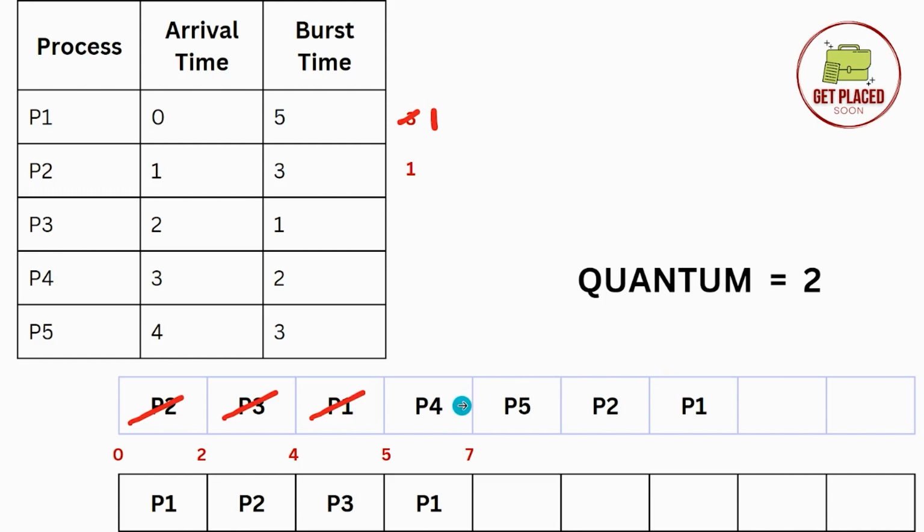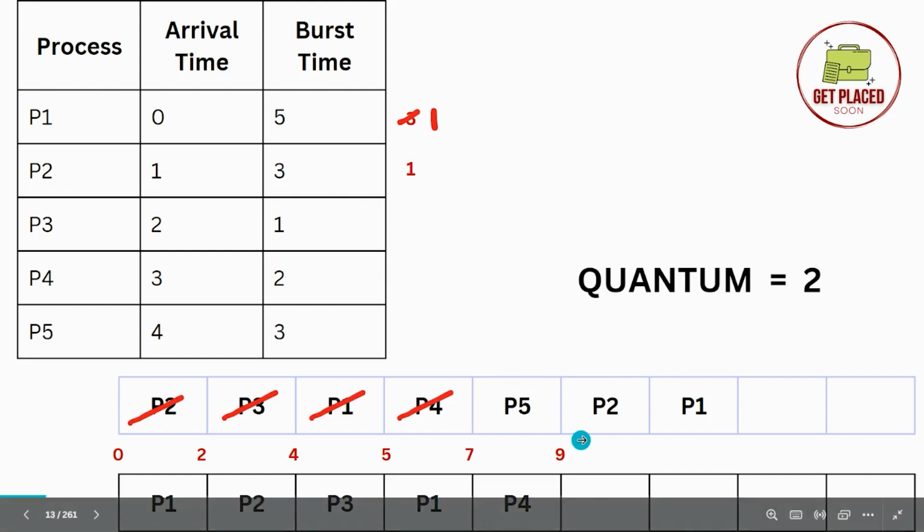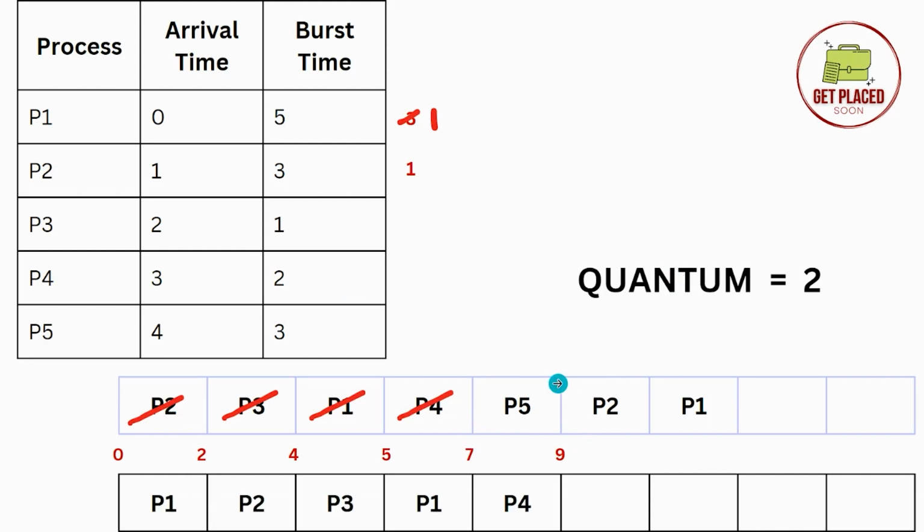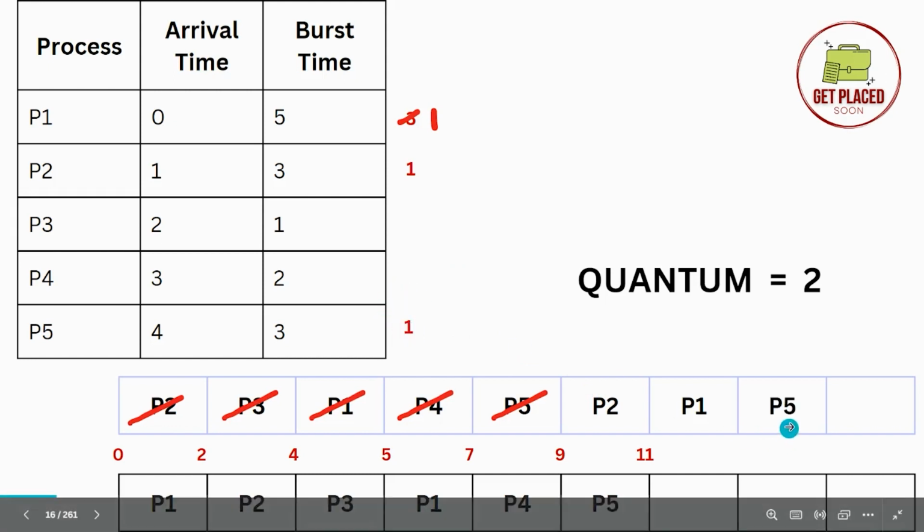Moving ahead, we have P4 in the ready queue. Let's execute P4. The burst time of P4 is 2 and the quantum is also 2. Therefore, 7 plus 2, 9. P4 will be executed. Next in the ready queue, we have P5. The burst time of P5 is 3 and the quantum is 2. Therefore, one more unit of P5 has to be executed. 9 plus 2 is equal to 11. We have added one P5 here. Therefore, adding P5 to the ready queue here.